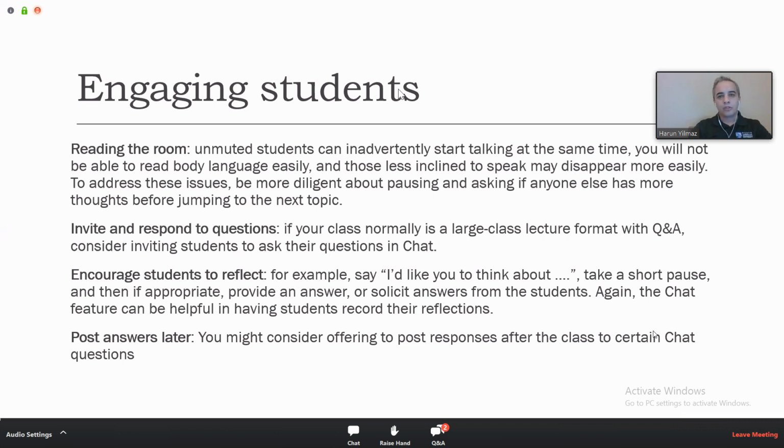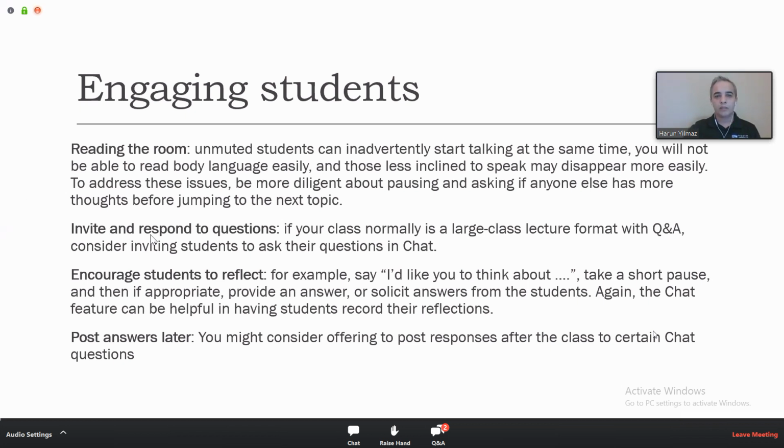In terms of engaging students, the last one, reading the room. Unmuted students can inadvertently start talking at the same time. You will not be able to read body language easily. So you need to remind your students that they need to mute themselves, okay? Unless you give the access or right to talk, okay? Otherwise, it's going to be a little chaotic environment in your classroom. Everybody starts talking. It's going to be very chaotic, and you cannot manage that kind of environment in an online environment.